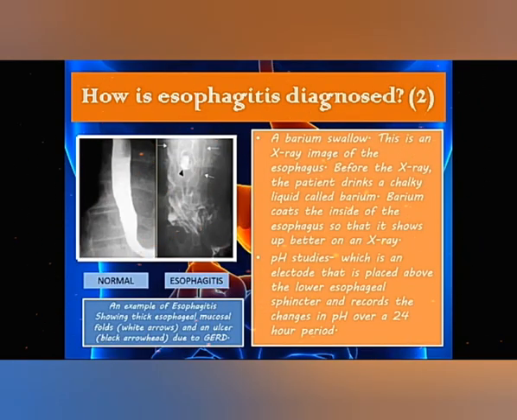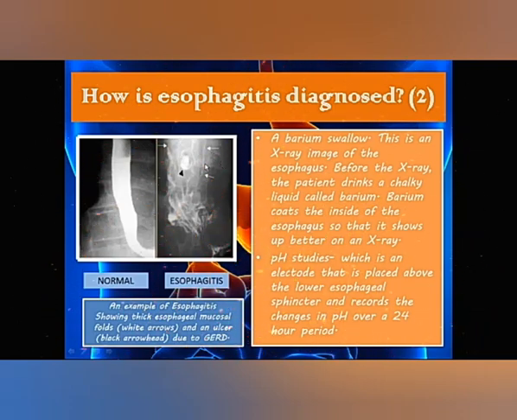Continuing with diagnostic procedures, we could also do a barium swallow, and this is an X-ray image of the esophagus. Before the X-ray, the patient drinks a chalky liquid substance which is called barium, and barium coats the inside of the esophagus so that it shows up better on an X-ray. On the left here, you can see what a normal esophagus looks like on barium swallow, and on the right you can see what the barium swallow looks like in an esophagitis.